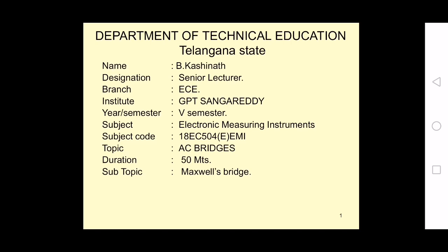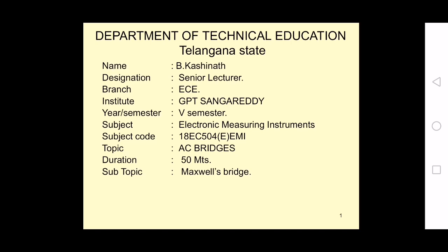Presently, I am going to teach the subject of Electronic Measuring Instruments, and the subject code is 18EC 504. It comes under the elective subject, 18EC 504 E, and it is the first option in the elective subject.